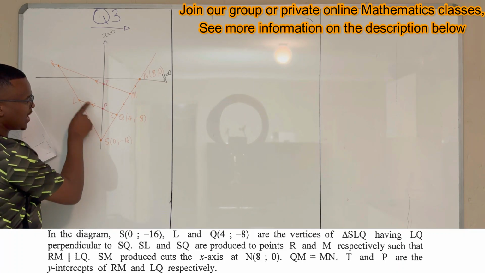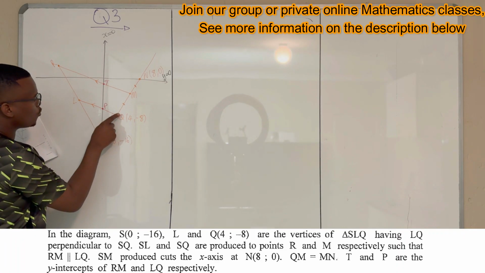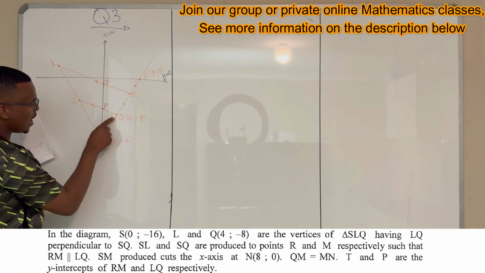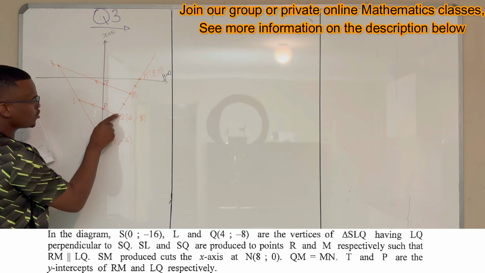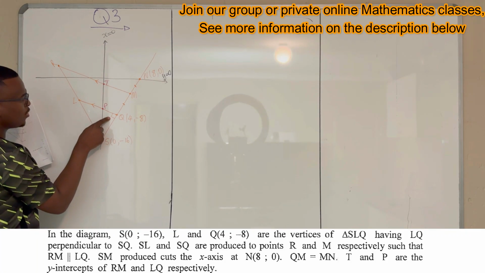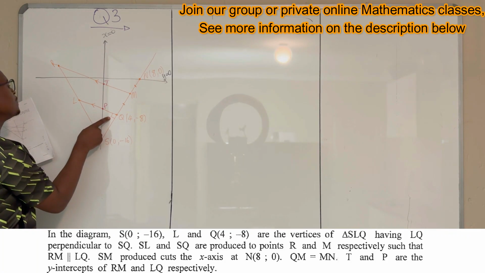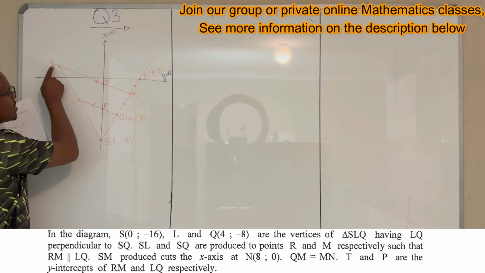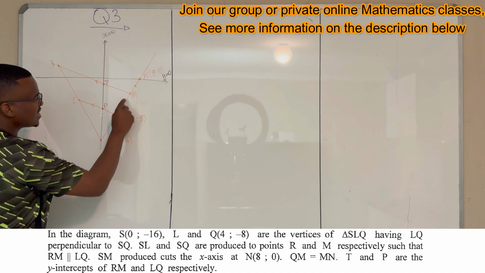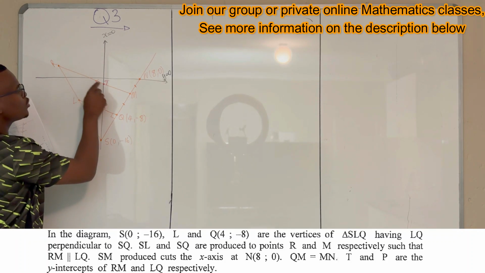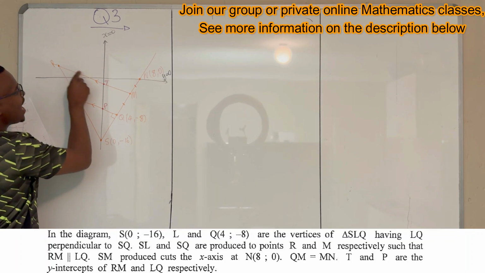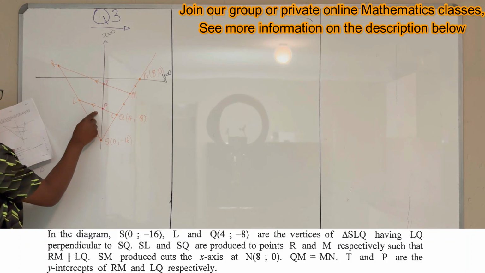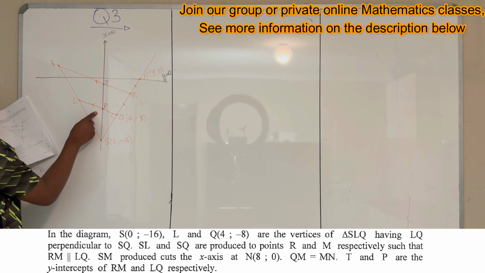over here, right? They went on to say that LQ is perpendicular to SQ over here. So this line LQ is perpendicular to SQ, so that angle over there is 90 degrees, right? They went on to say that your SL is extended to R and your SQ is extended to M, such that when you join those 2 points of extensions, that side RM is parallel to LQ. That's what they're saying. No problem.